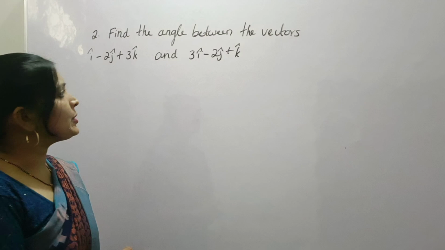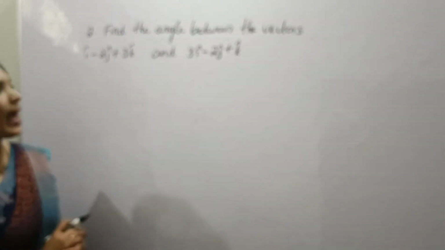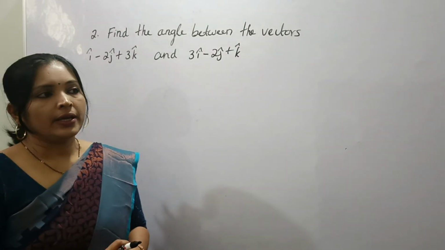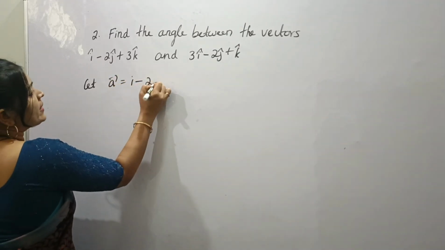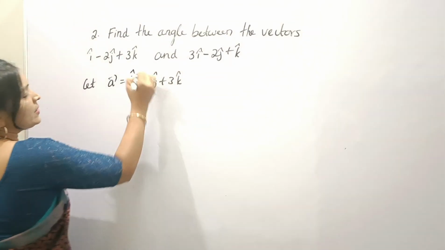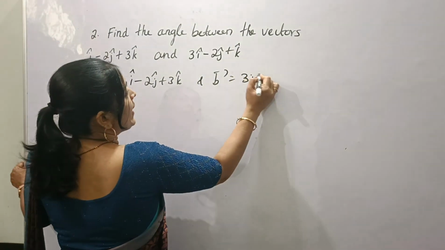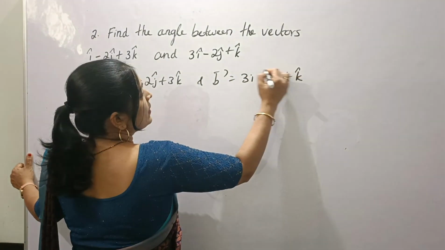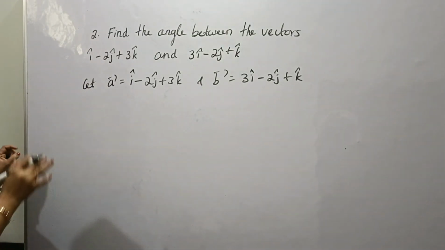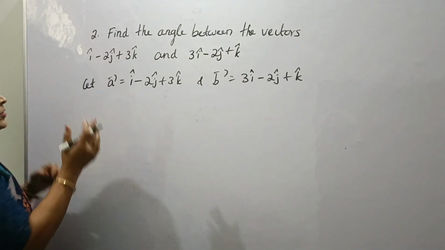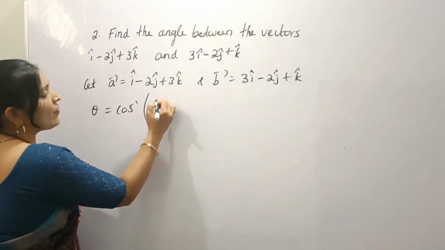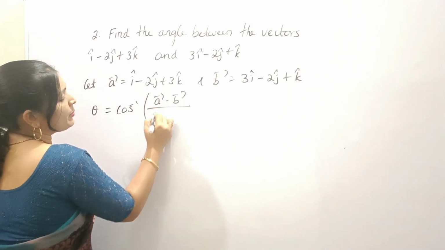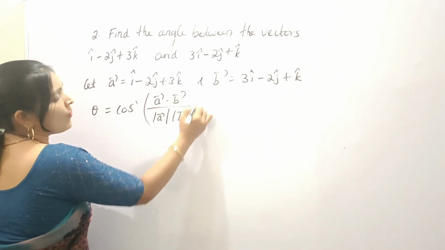Second one: find the angle between the vectors i minus 2j plus 3k and 3i minus 2j plus k. Here two vectors are given, we have to find the angle between them. So for that, let vector A be i minus 2j plus 3k and vector B be 3i minus 2j plus k. Then we have a formula: theta is the angle between them, and theta is equal to cos inverse of vector A dot vector B divided by modulus of vector A into modulus of vector B.